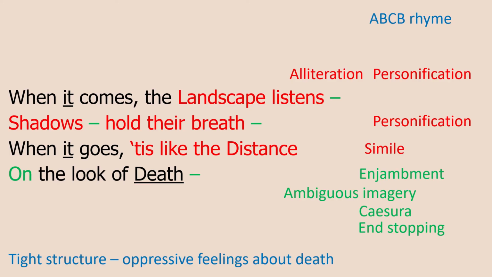Shadows also hold their breath. Again, this is personification. Shadows have no lung capacity, they have no breath to hold, whereas humans do. So by giving the ability to hold breath to a shadow, we are personifying the shadow. And once again, the shadow is capitalised to try and give it a proper noun quality instead of a common noun. So basically, death and the thought of death and the emotion of death are so big and significant that even nature, Mother Nature, the landscape, the shadows stop and listen and think and contemplate death.